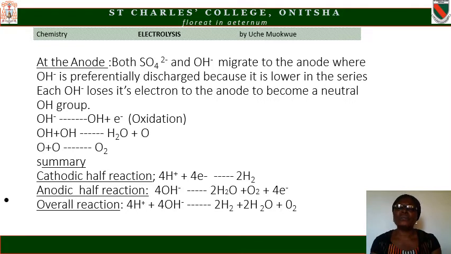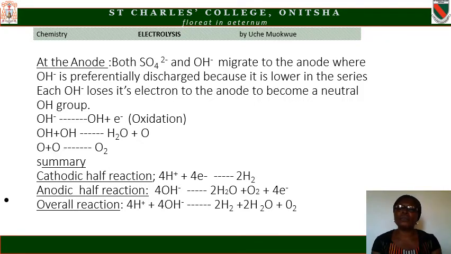At the cathode, 4 hydrogen ions gain 4 electrons and are deposited as 2 molecules of hydrogen. At the anode, 4 hydroxide ions lose 4 electrons and are deposited as 2 molecules of water and a molecule of oxygen. The overall reaction equation is a combination of the cathodic half reaction and the anodic half reaction.